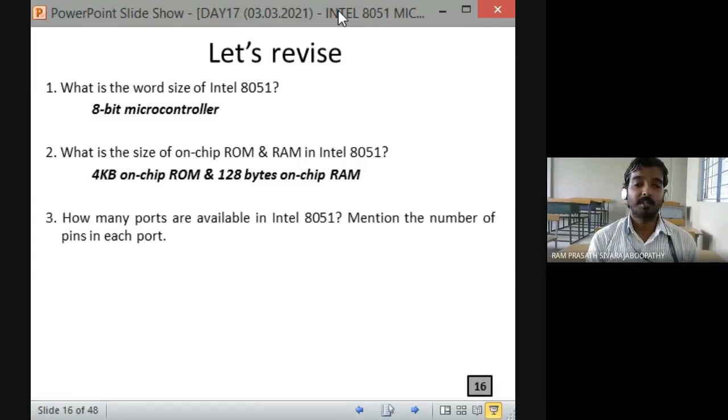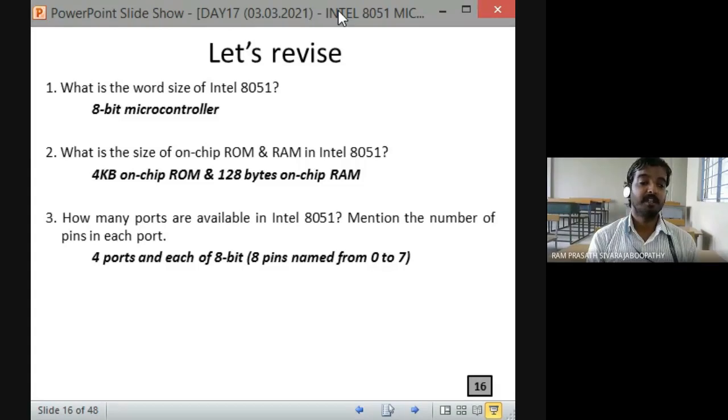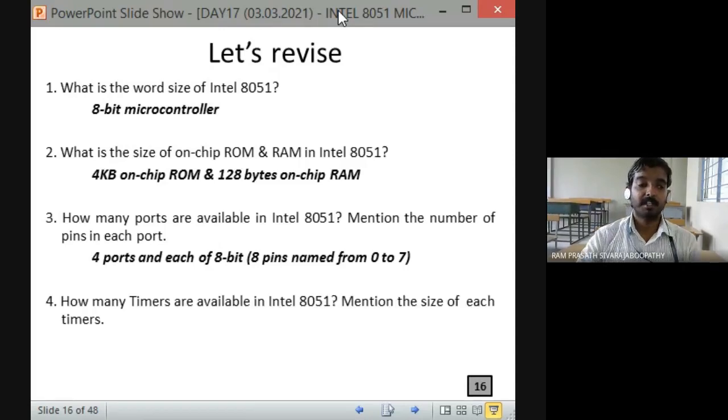How many ports are available in Intel 8051 microcontroller? 4 ports. Mention the number of pins in each port. 8 pins. Very good. So 4 ports, each 8 bit, with 8 pins named from 0 to 7. Correct? Next. How many timers are available in Intel 8051? There are 2 timers or counters. What about the size of each timer or counter? Yes, it is 16 bit. Very good.